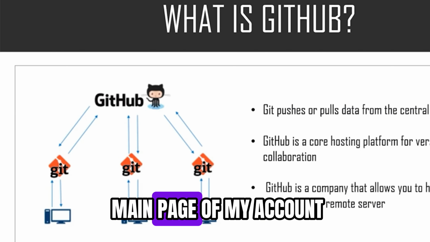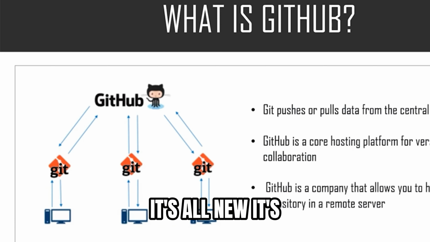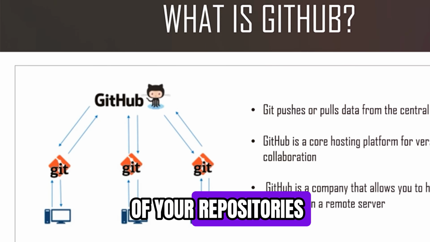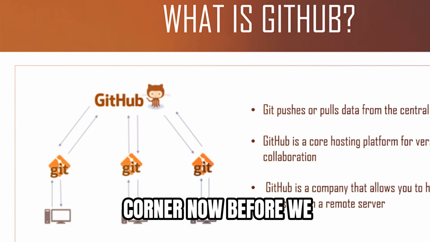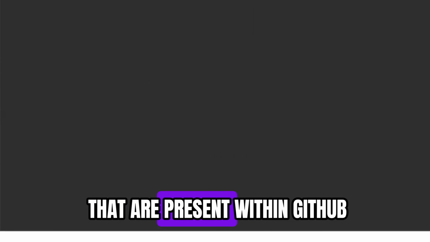Now this is the main page of my account. As you can see, I have no repositories. It's all new. It's all fresh. But if you're not new to GitHub, you can view all of your repositories on the left-hand corner. Now, before we move on, I'm going to explain all the features that are present within GitHub.